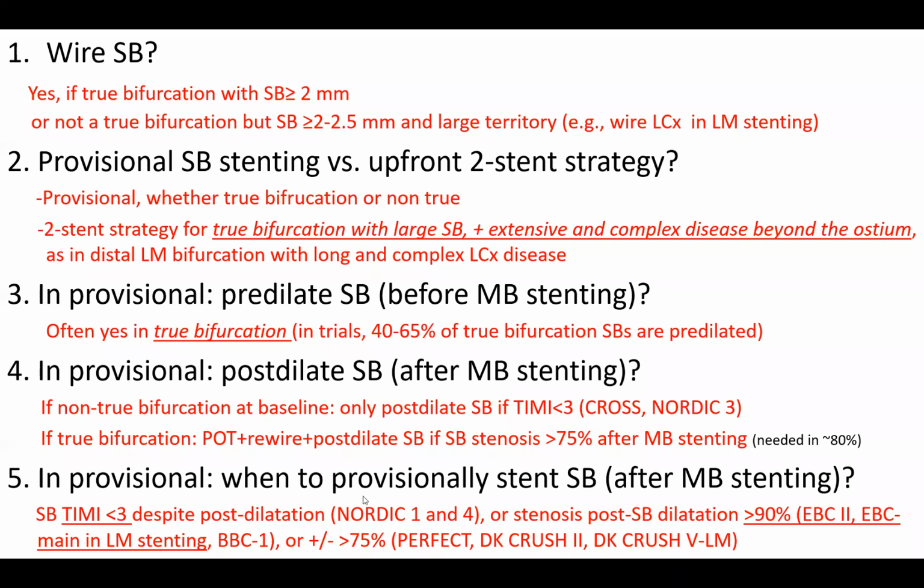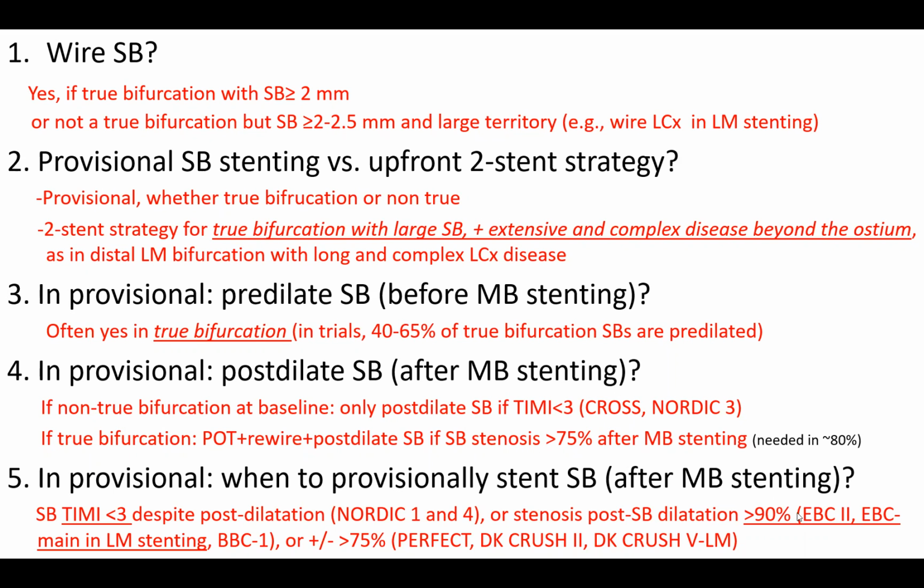Now, in provisional, when we decided when to postdilate, well, when do you stent the side branch? You need a higher cutoff to stent than to postdilate. You want to avoid stenting when you're using provisional approach. So you stent if your TIMI is less than 3 despite postdilatation, which is rare. You know, after you balloon it, you still have TIMI less than 3, probably from a bad dissection, or you're left with a stenosis over 90% despite dilatation.